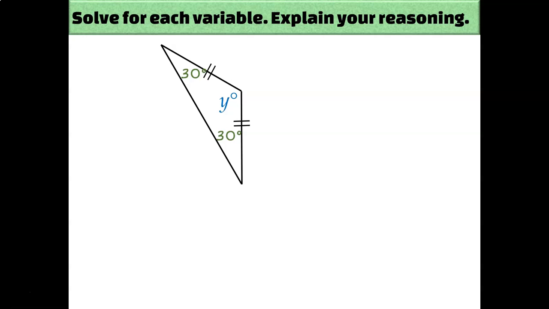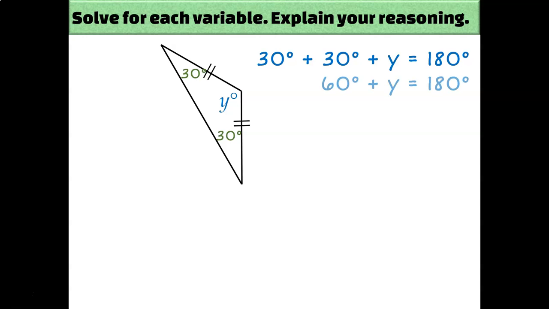So focusing now on just that isosceles triangle on the right side of our diagram, I can add the three angle measurements together and set it equal to 180 degrees. 30 plus 30 plus y equals 180, which means 60 plus y equals 180, and that would mean that y is 120 degrees.